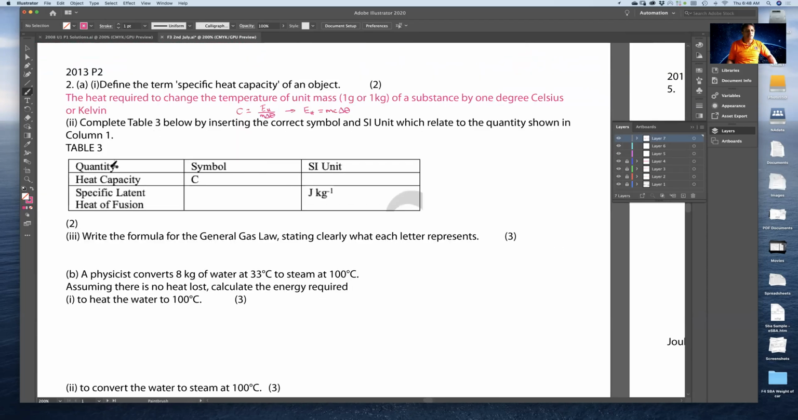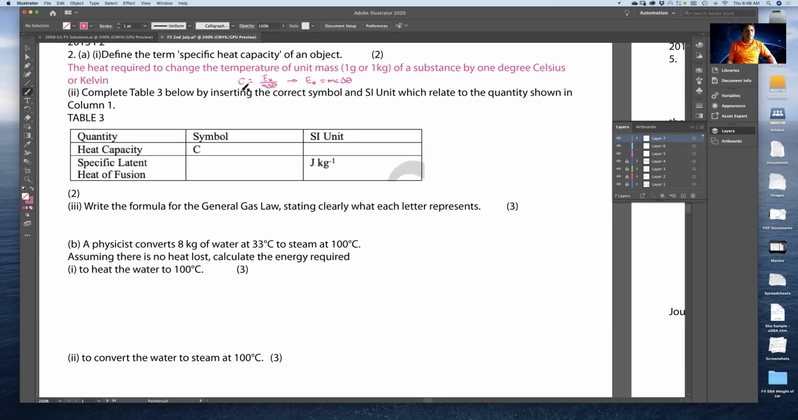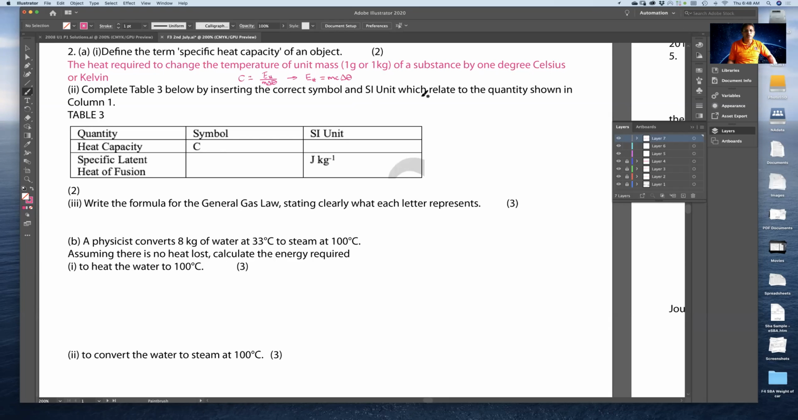So that's the first part. The second part asks us to complete the table by inserting the correct symbols and SI units. In the first case, we have heat capacity. And we should know that heat capacity, capital C, is equal to EH over the temperature change, the heat energy per unit temperature change, right? The SI unit for EH, energy, would be the joule, and for temperature change it will be the Kelvin, all right? The SI unit of temperature is the Kelvin. Then the SI unit for heat capacity will be the joule per Kelvin.